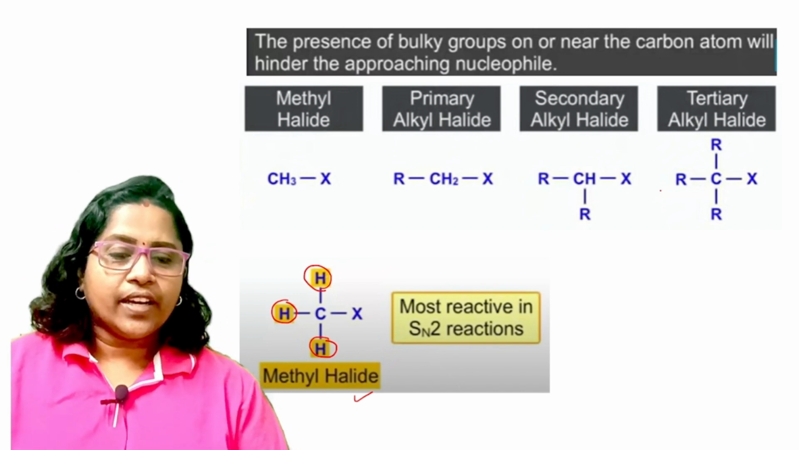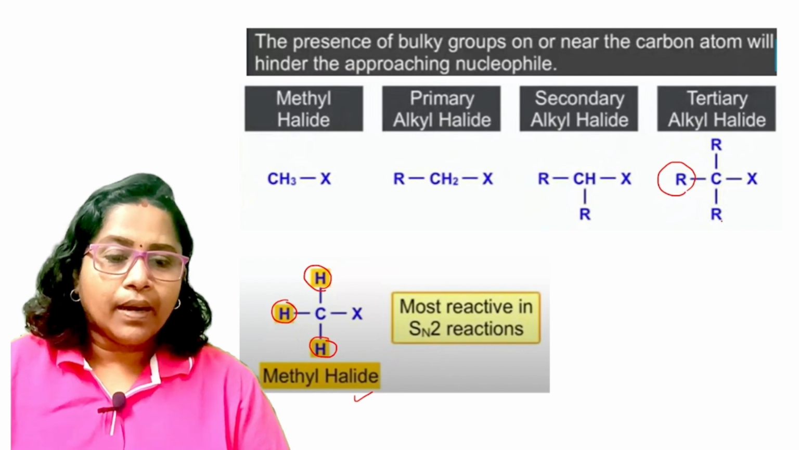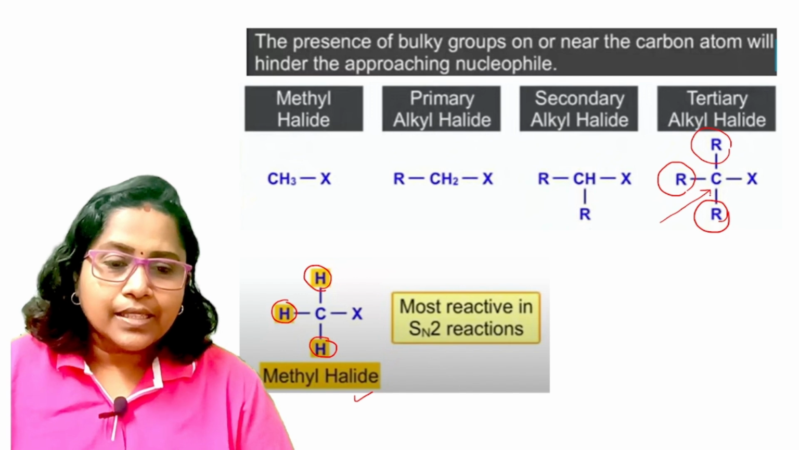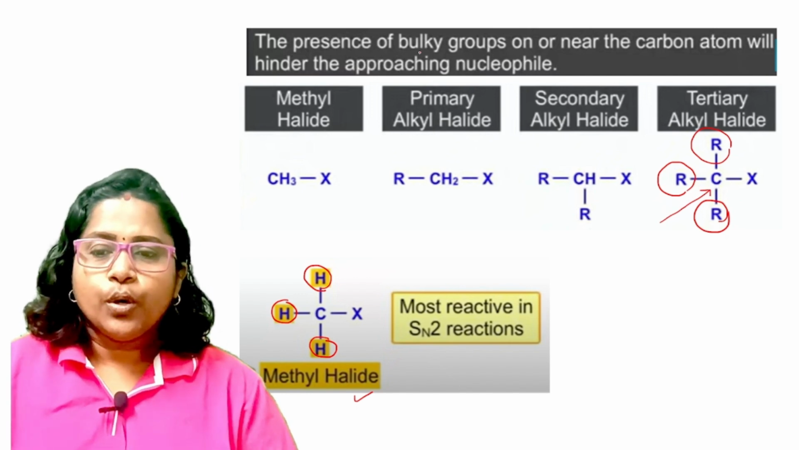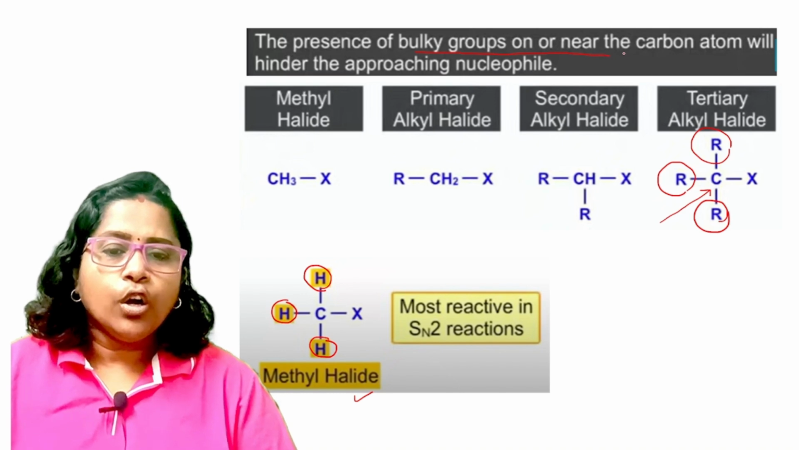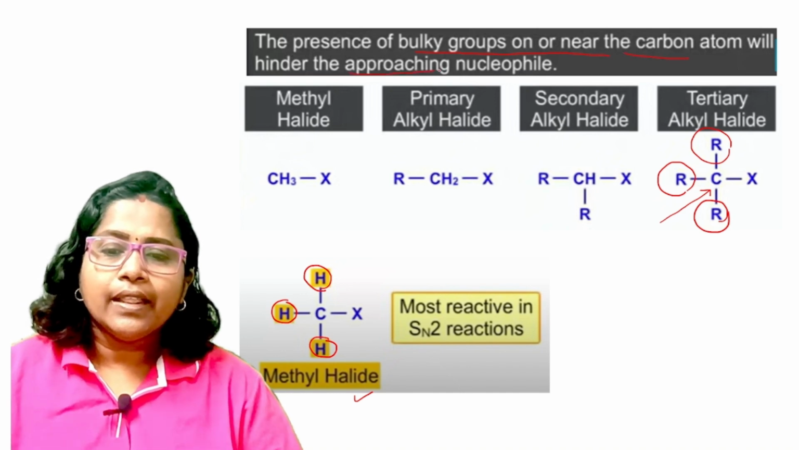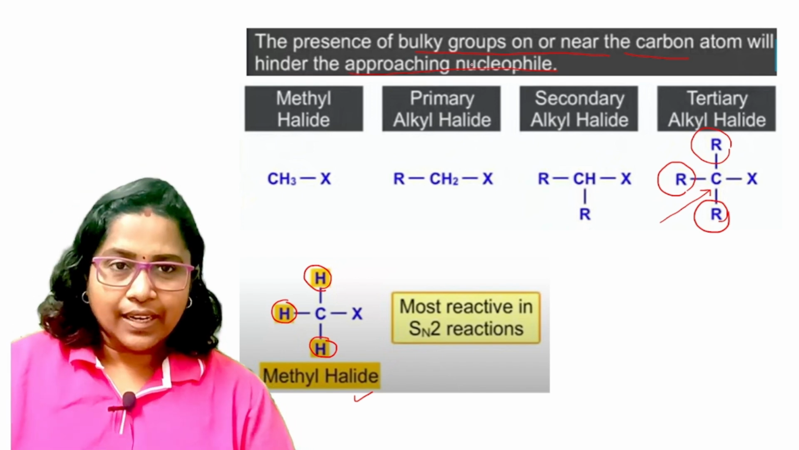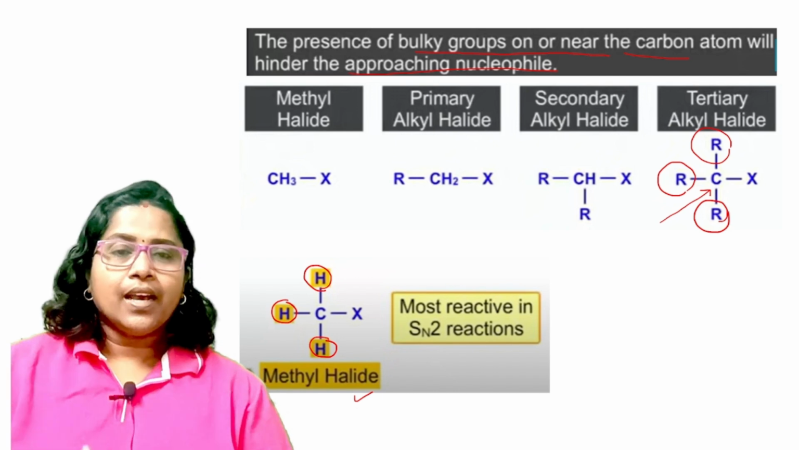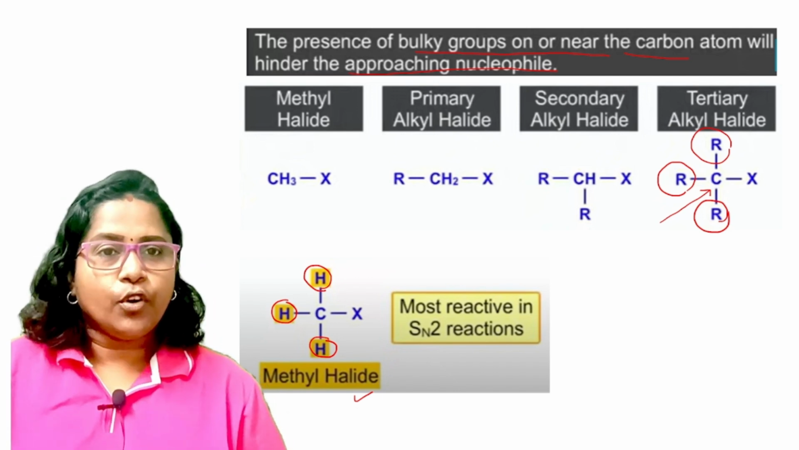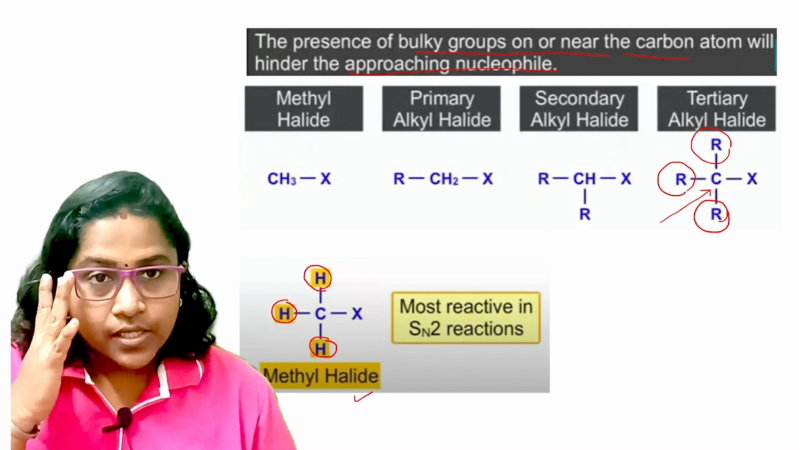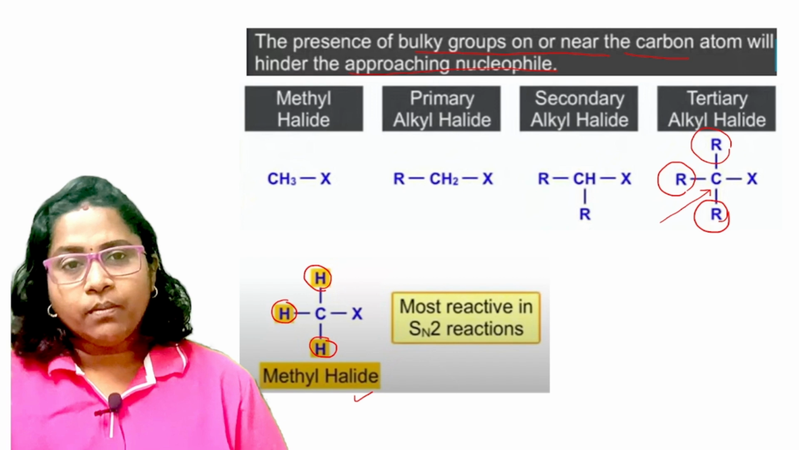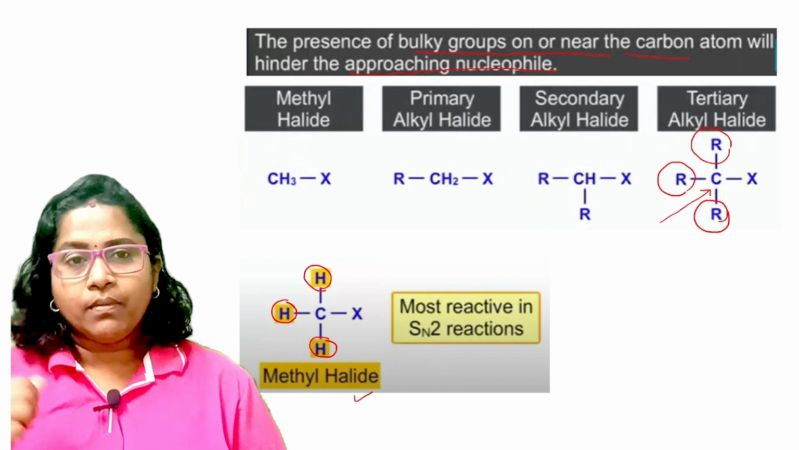But in the case of tertiary, all are bulky groups. So through the back attack, it is a little bit difficult. Correct? So the presence of bulky groups near the carbon atom will hinder the approaching nucleophile. That is the reason, as the number of alkyl groups increases, the reactivity decreases. Therefore, SN1 is preferring tertiary, but SN2 is preferring methyl halides first, followed by primary, secondary, and then tertiary.